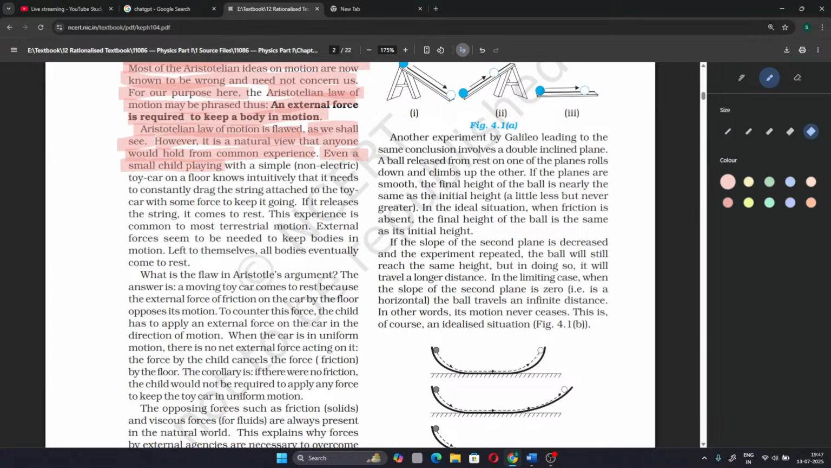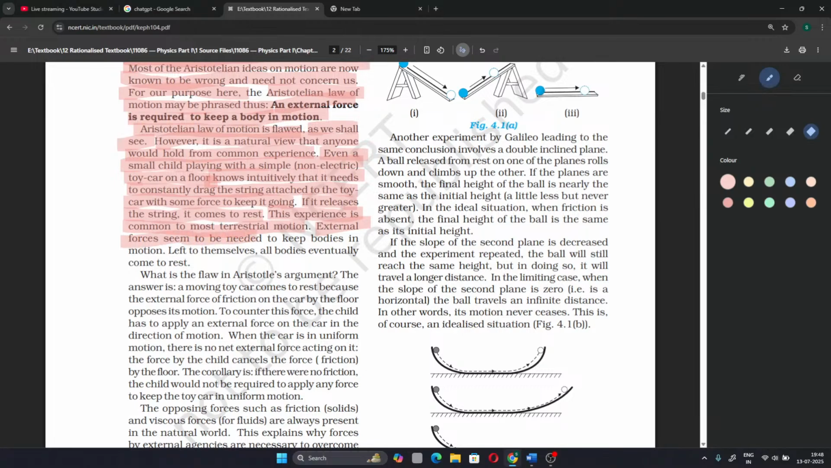Even a small child playing with a simple non-electric toy car on a floor knows intuitively that it needs to constantly drag the string attached to the toy with some force to keep it going. If it releases the string, the car comes to rest. This experience is common to most terrestrial motion, since we walk on the ground, and it is common experience for us. We see it in many things.